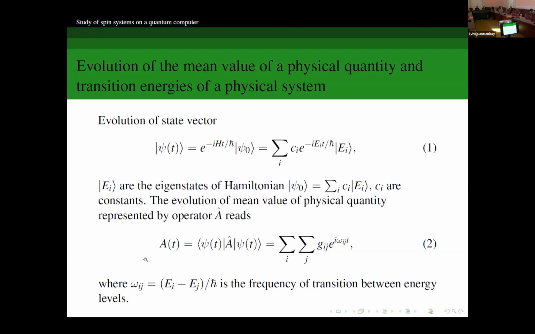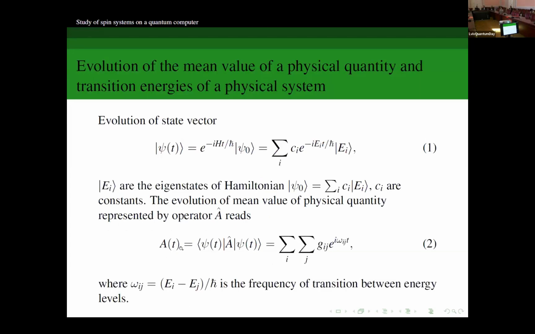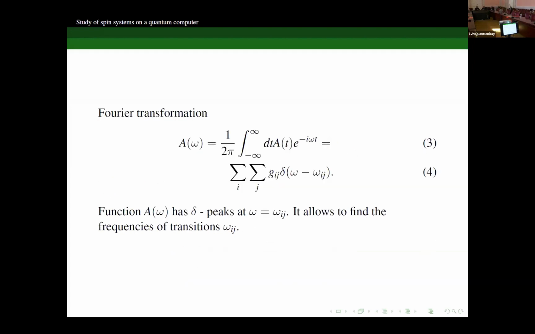When we calculate such a value on a quantum computer, you can find this distance using Fourier transformation, but it is not a very good idea. Distance between energy levels, I mean, the difference. When you use Fourier transformation, you find a sharp peak at this point, and using this sharp peak you can find the transition frequencies, the frequencies of transition between different energy levels. But it is not very interesting, because we want the energy levels, not the differences between energy levels.